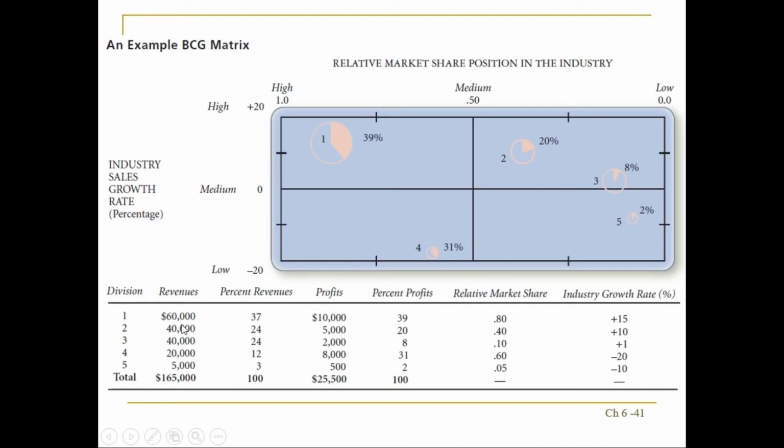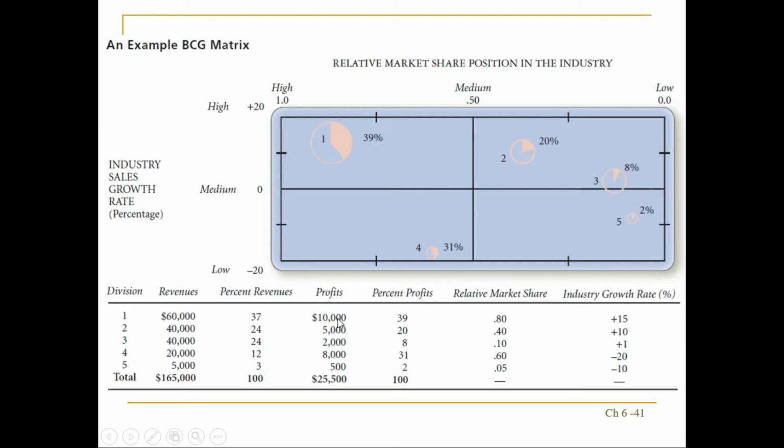So if the revenue is 60,000 and the profit is 10,000, it means that $50,000 is the cost of production. That cost is subtracted from the revenue, and by subtraction we get the value of the profit. So that profit is calculated here again. You can see that the profit from the first division is $10,000. The second is $5,000. The third one is $2,000. The fourth one is $8,000, and the last one is $500.